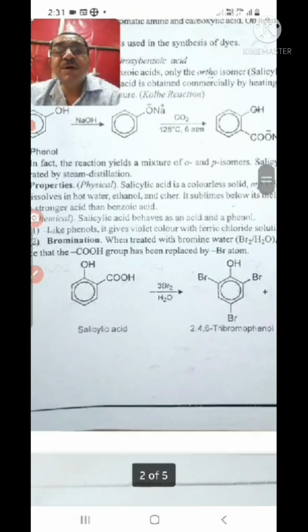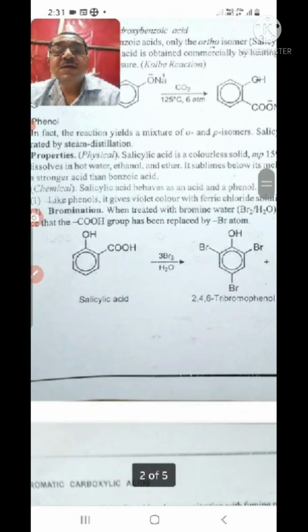4 reactions are given in the syllabus part. One is bromination, then nitration, decarboxylation and reaction with zinc dust. Now let us see the first reaction part from the chemical reactions.